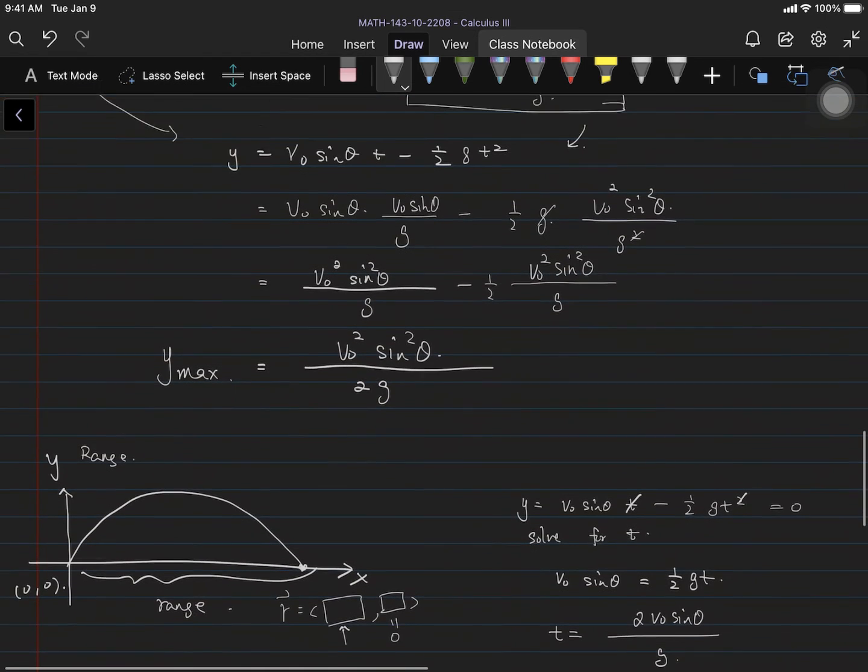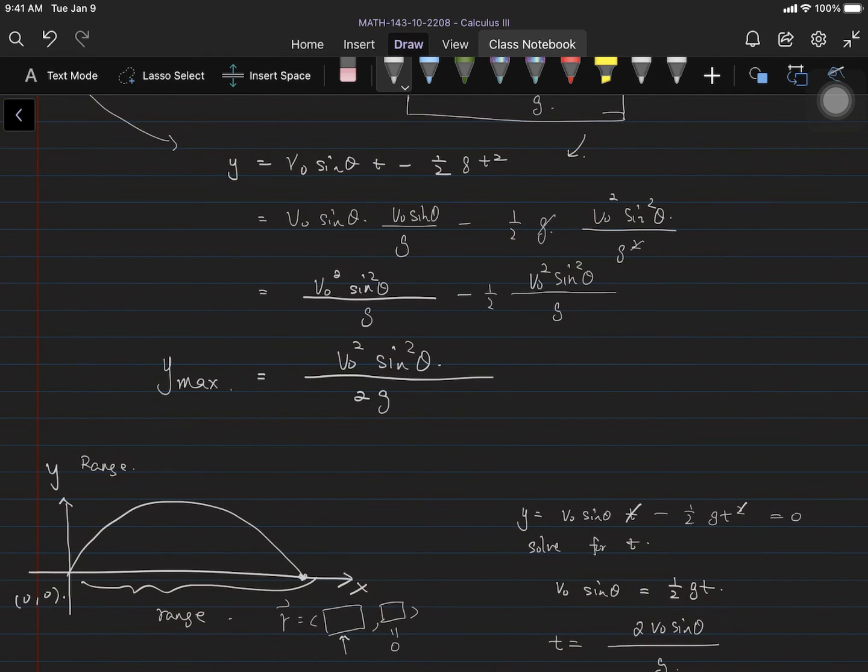Okay, so this is the application of projectile motion. By using r(t), we can find the maximal range, the maximal distance it can travel, and also the maximal height, the highest position it can get.